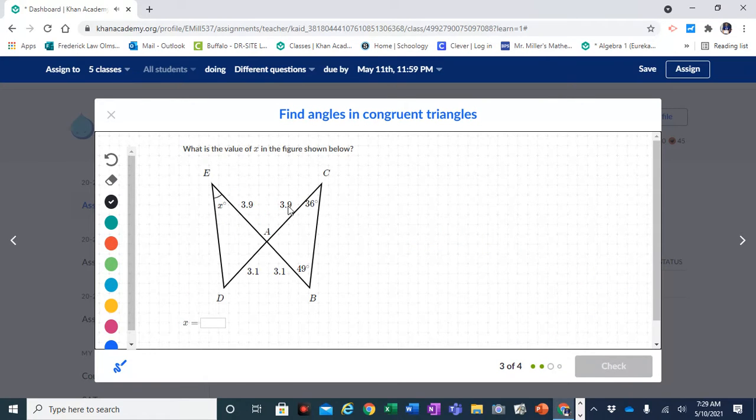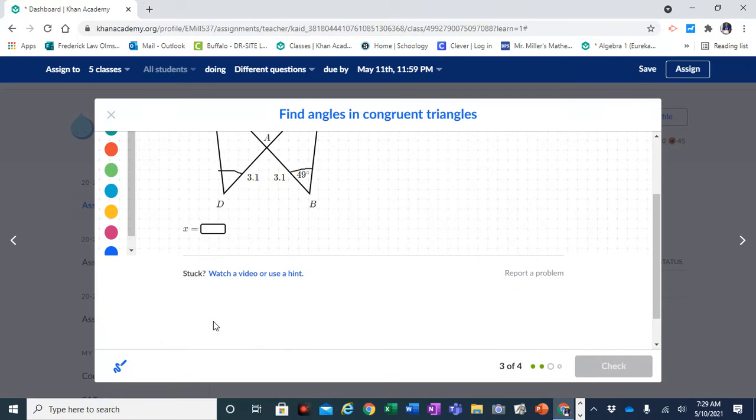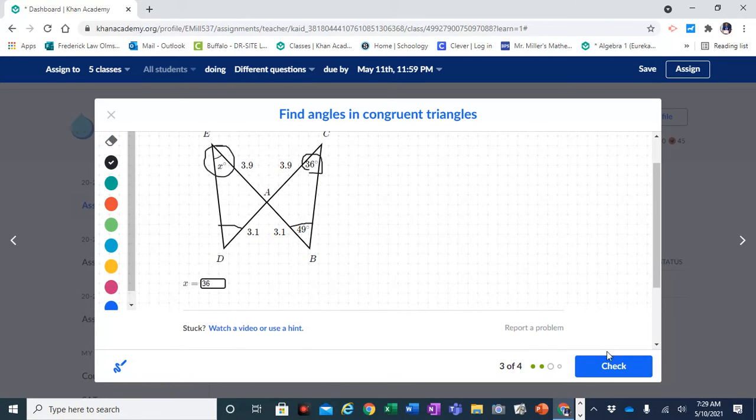Okay, for this one, we see the 3.9, we see the 3.1, 3.9, 3.1. That would mean that this angle then goes here, would be the same, and then that would mean that this angle right here would go with this angle here, because they are the same triangles.